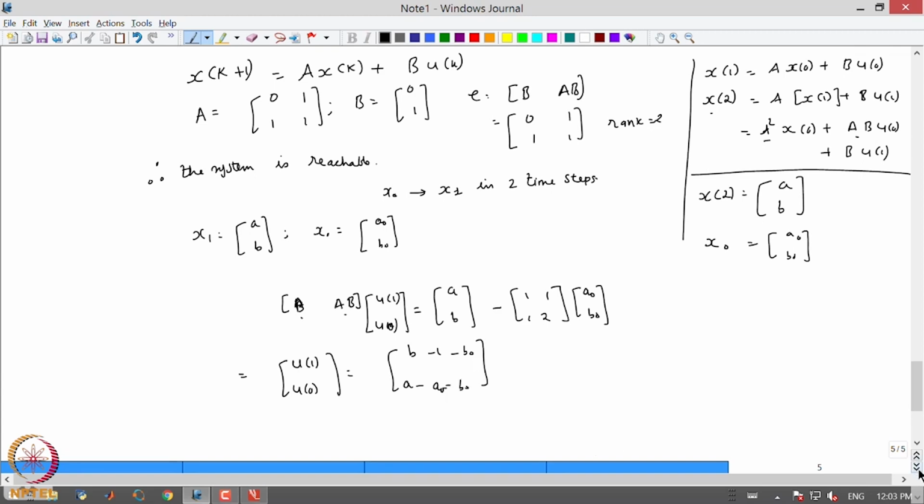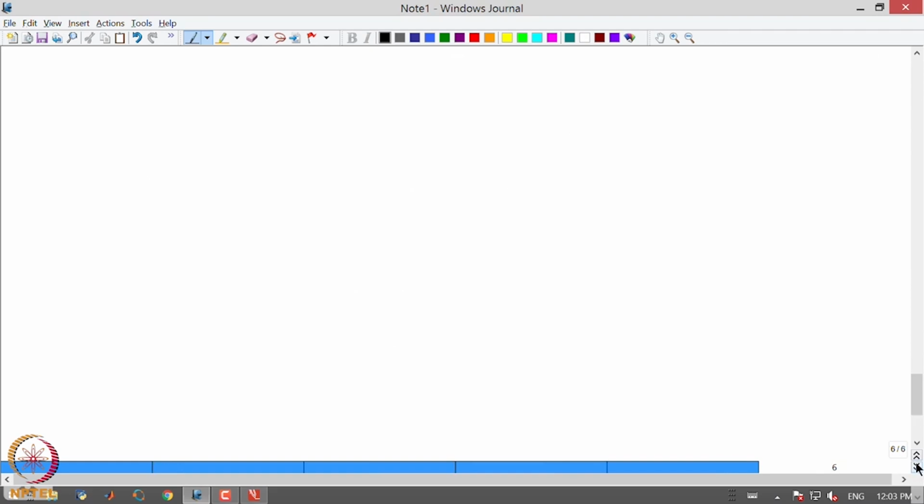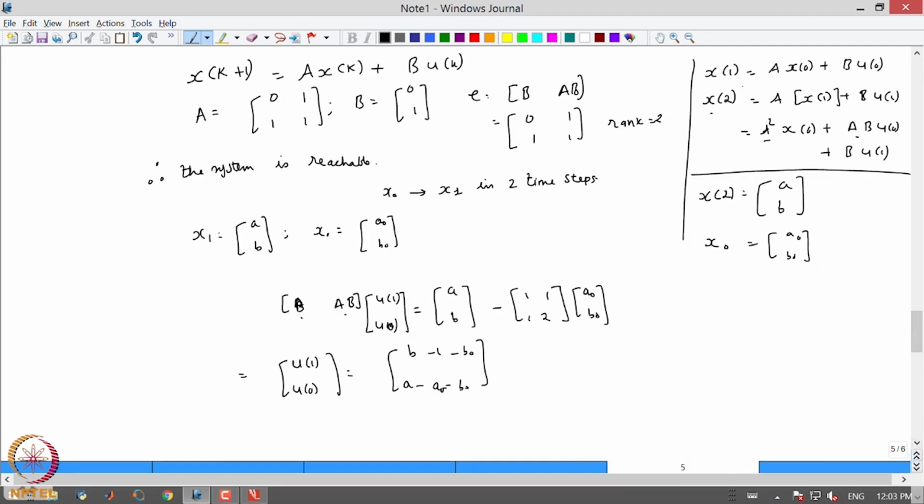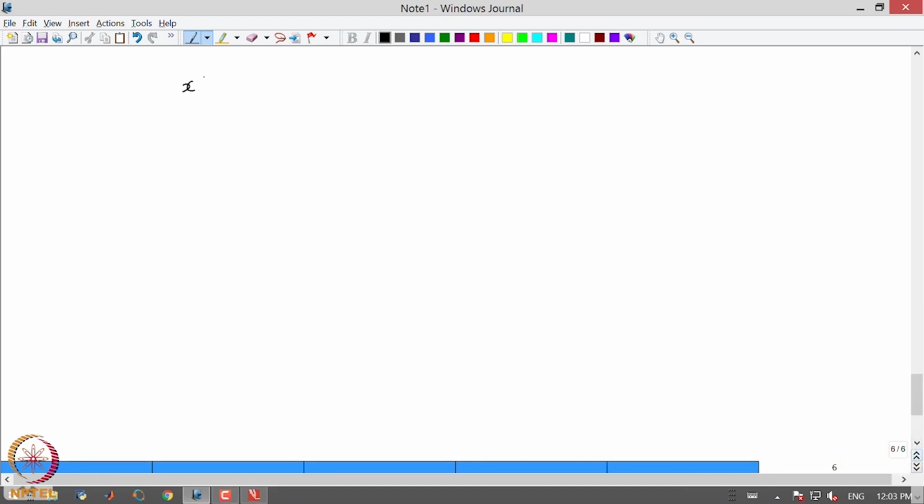Now, on the other hand, let me just check the set of points I can actually reach in one time step, which means x of 1 is A x naught plus B u naught, and let me again just check what are the final states. X1 is (a, b), x naught is (a naught, b naught).